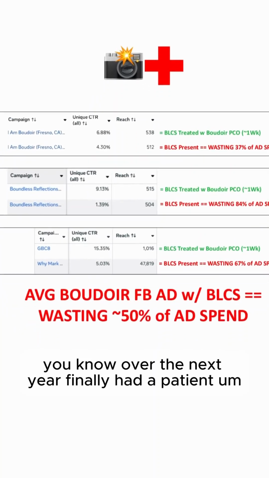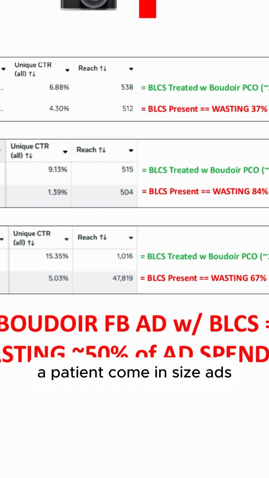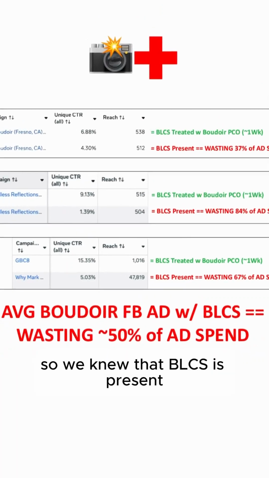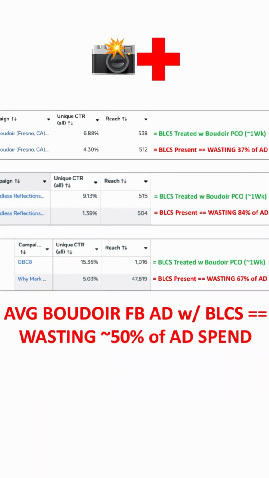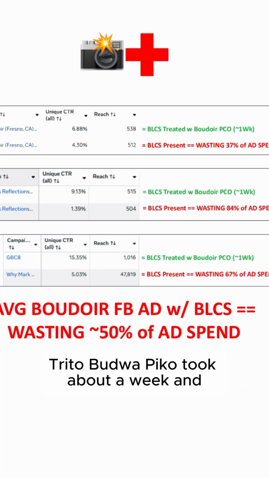Finally had a patient come in, saw his ads, a Boudoir Facebook ad at 5.03% unique CTR. So we knew that BLCS is present. So we duplicated it, did a lot of work on this one. Treated it with Boudoir Pico, took about a week.